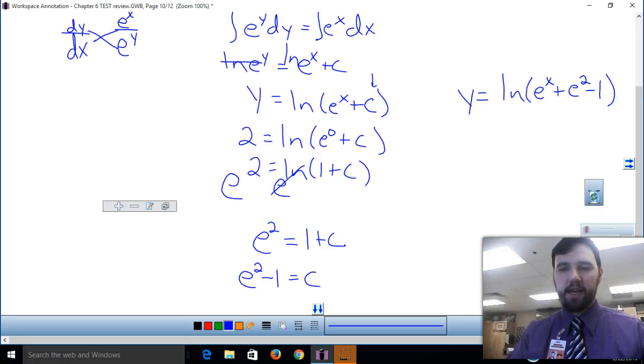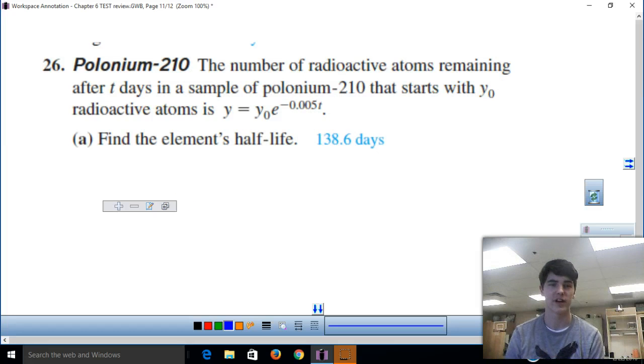All right, check for time. This is the last question from the test. Polonium-210: the number of radioactive atoms remaining after t days in a sample of polonium-210 that starts with y sub 0 radioactive atoms is y equals y sub 0 times e to the negative 0.005t. Find the element's half-life.